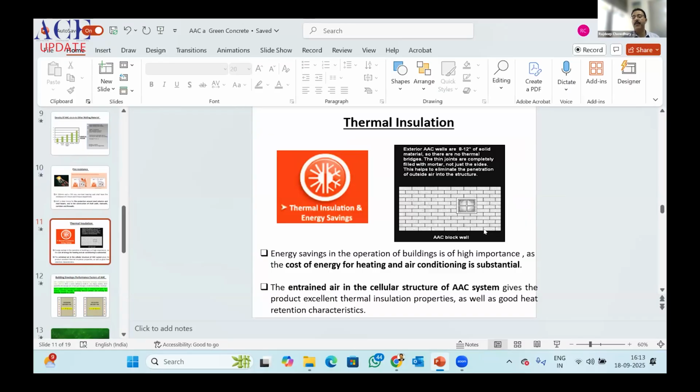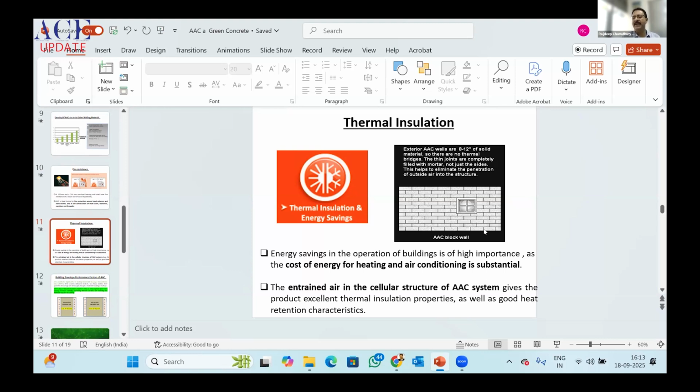Thermal insulation, the most important factor today. The whole world is talking about controlling carbon dioxide emissions and greenhouse gas emissions, everything we're talking about. This is the product. If you look at my earlier slides, I've shown that the K factor, the thermal conductivity factor, determines the thermal efficiency.